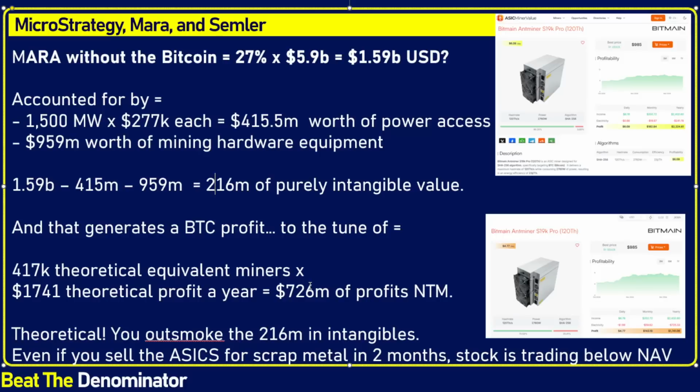But nonetheless, even if you were to stop the business and sell all of the ASICs for scrap metal in 2 months, you would still end up below NAV with about 2 to 2.5 months of operating these profits. Mining difficulty goes up, but it still takes a few months for it to make a significant dent in the economics.